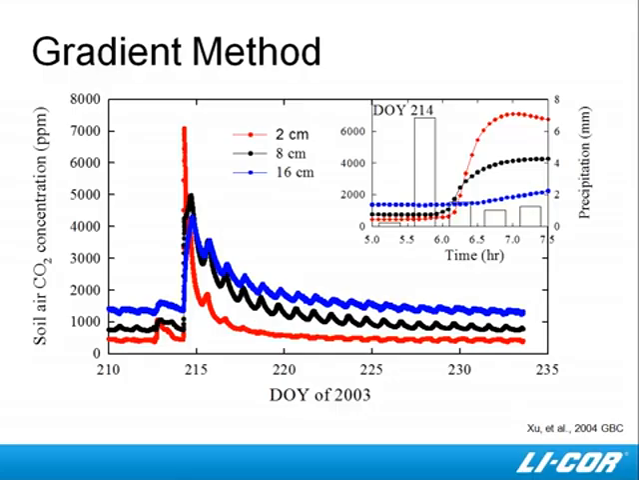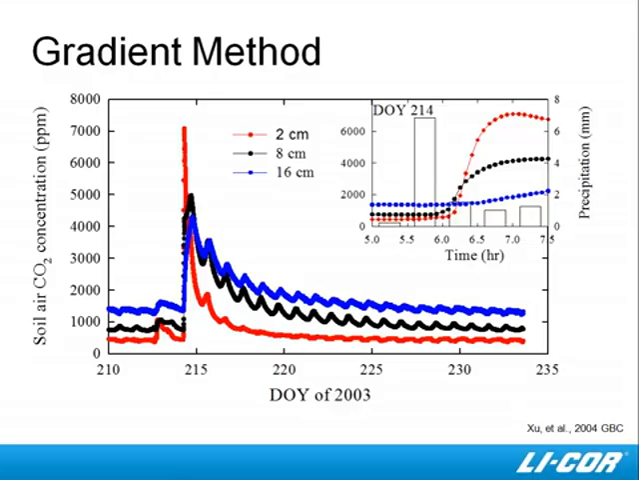Here's a sample data set where the gradient method has completely failed. On day 214 here, a rain event occurred. It saturated the upper soil levels. We know that CO2 has a much higher rate of diffusion in air than in water, so as we increase the soil moisture content up there, we've got more resistance to CO2 moving out of the soil. We can think of that sort of like a capping event. And we added more moisture to the soil, so we've increased those respiratory processes that are actually generating the CO2. So if we look on day 215 here, the CO2 concentration gradient's actually reversed.